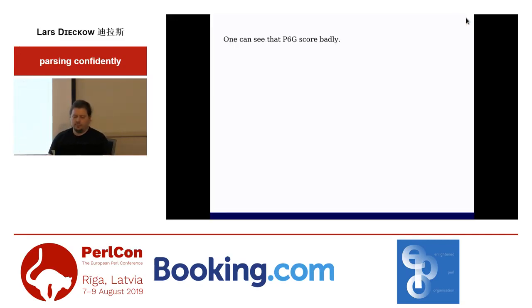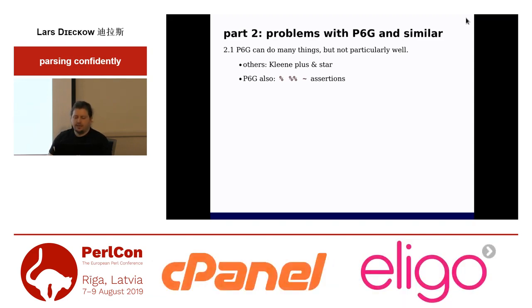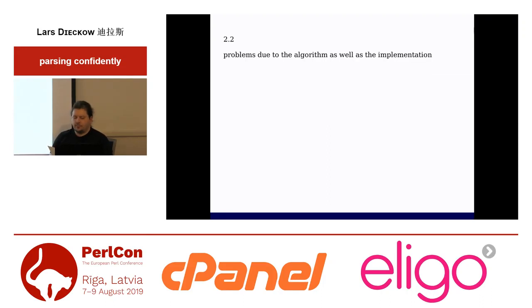So this is the whole thing at once, and I will zoom out so you can get the general feel. So let's have a look again at the columns. And one can see that Perl 6 grammars score badly. Problems with Perl 6 grammars and similar. Perl 6 grammars can do many things, but not particularly well. What does that mean? I have picked representative features that one can find only rarely in other grammar parsers or not at all. Usually there are only Kleene plus installed at the most. But Perl 6 grammars also have these operators and assertions, like known from regex engines. Some problems I'm addressing are due to the algorithm, some are specific to the implementation.